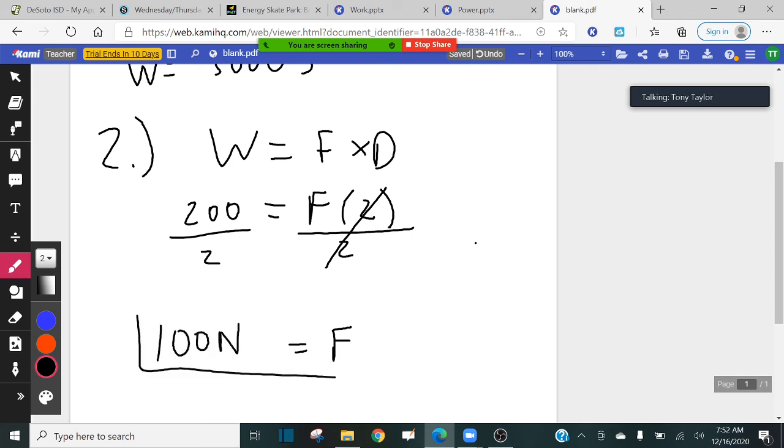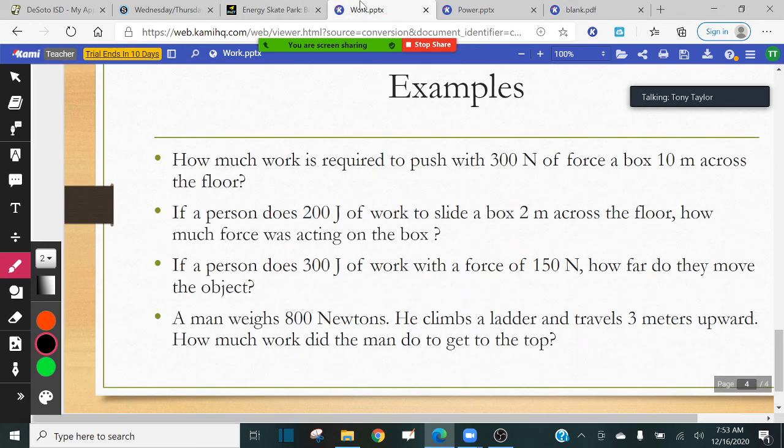Guys, please be sure you always get your units right because that'll be important on the homework assignment and on the test. Okay. So that's how you do number 2. All right, well, let's go to a few more examples.